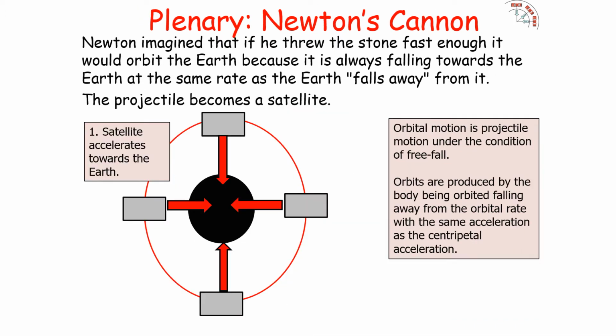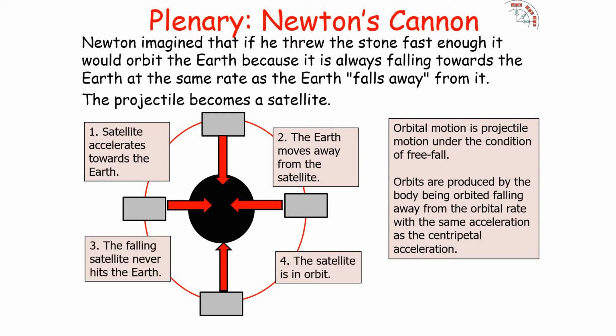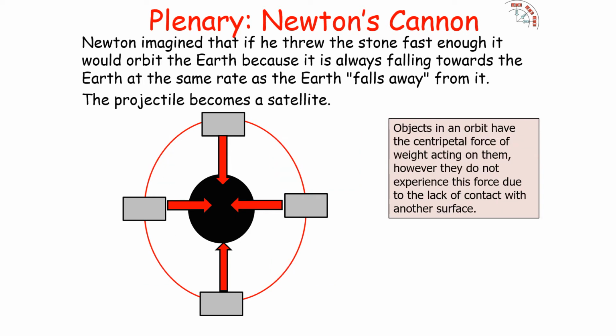So, Newton imagined that if he threw a stone fast enough, it would orbit the Earth because it was always falling towards the Earth at the same rate as the Earth falls away from it. The projectile becomes a satellite. So orbital motion is projectile motion under the condition of free fall. Orbits are produced by the body being orbited falling away at the same rate as the centripetal acceleration. This is an important idea. The satellite accelerates towards the Earth, but the Earth moves away from the satellite, so the falling satellite never hits the Earth, and the satellite is therefore in orbit. All objects in orbit have a centripetal force of weight acting on them, but they don't experience this force due to the lack of contact with another surface.